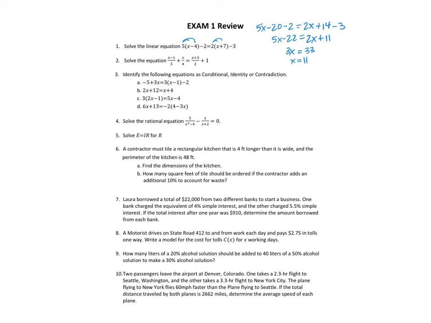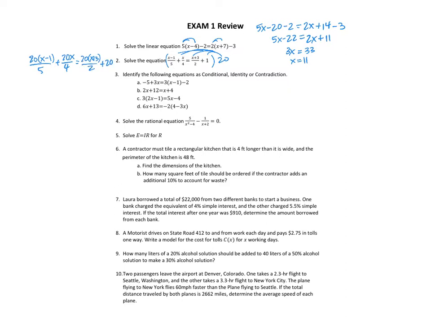On the next problem, I see all these denominators, the 5, the 4, and the 2, and so what I'm going to do is multiply the whole thing through by the least common multiple. The least common multiple of 5, 4, and 2 is going to be 20, so I'm going to multiply the whole thing through by 20. I'm going to have to do that to each part. So when I do that, I'll have 20 times x minus 1 over 5 plus 20x over 4 is equal to 20 times x plus 3 over 2 plus 20.